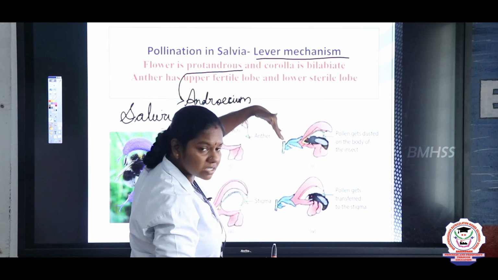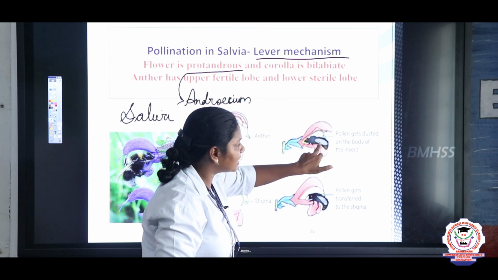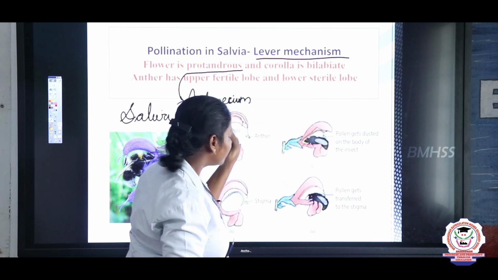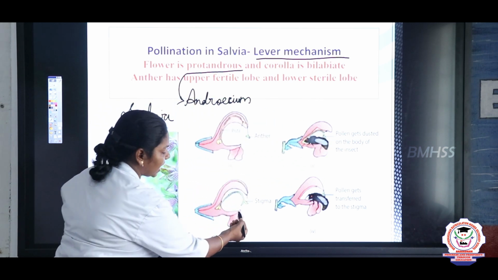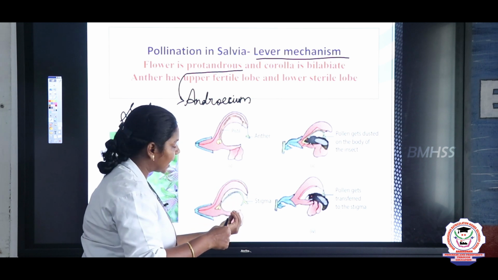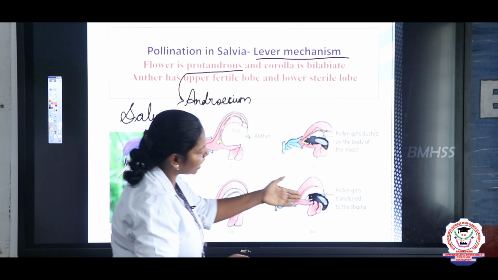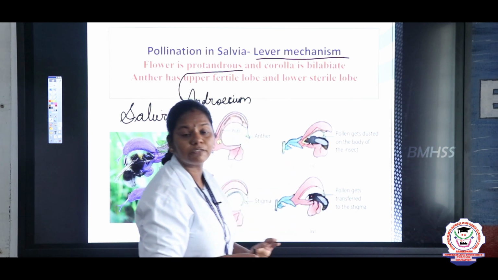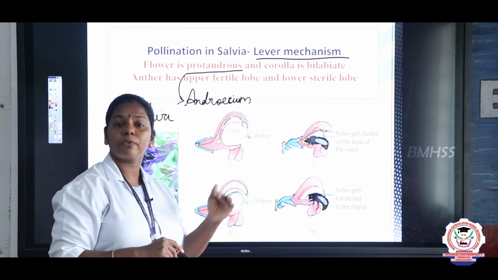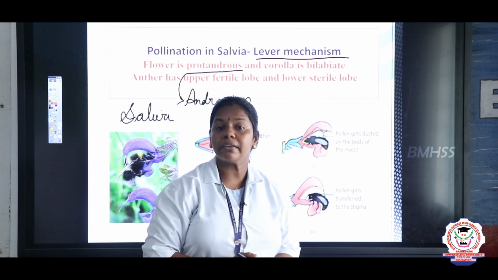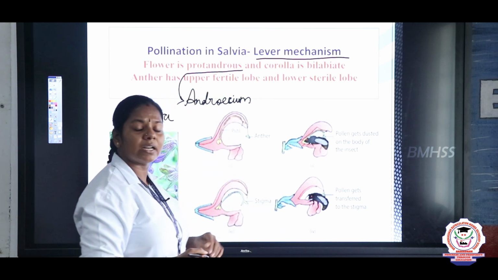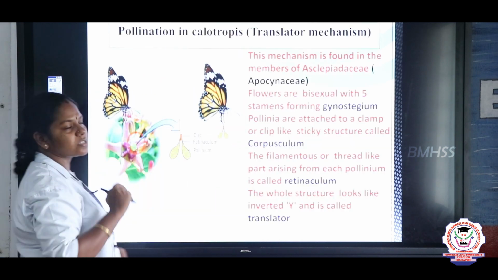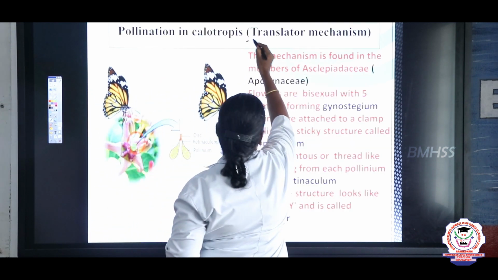The anther bends down. Now the pollen grains are dusted on the back of the insect, right, and when the same insect visits another flower, the pollen grains on the surface of the body of the insect get attached to the stigma. Now the pollen grains are transferred to the stigma and here the fertilization takes place. So this type of mechanism, this movement, we call it the lever mechanism. So which plant undergoes lever mechanism, children? Yes, very good, salvia.